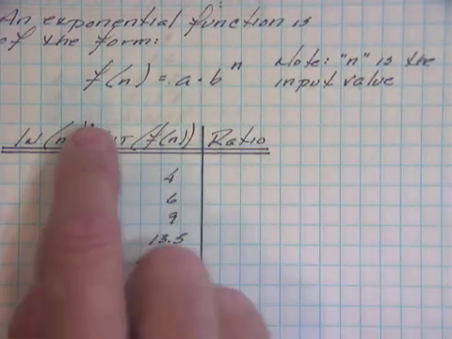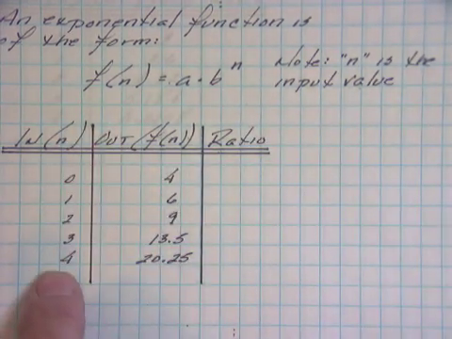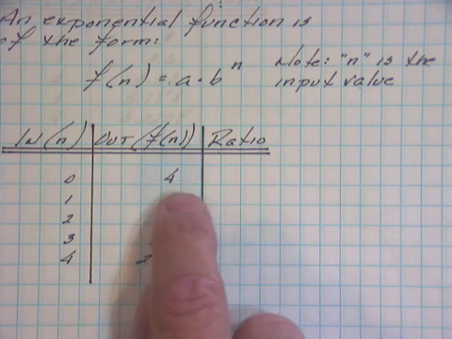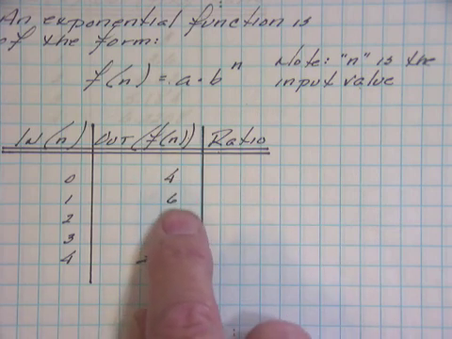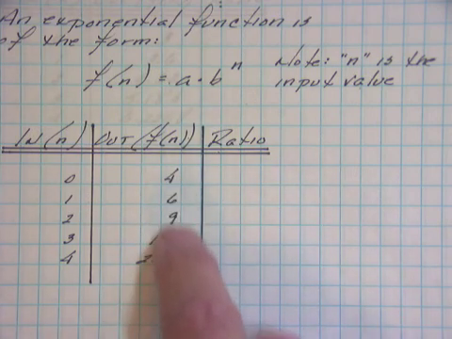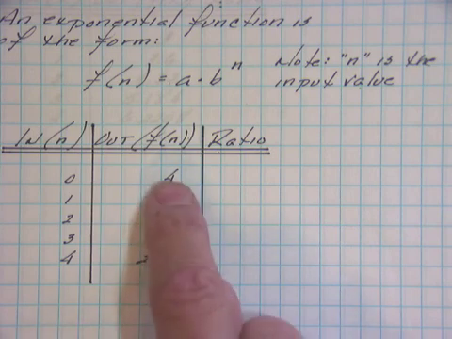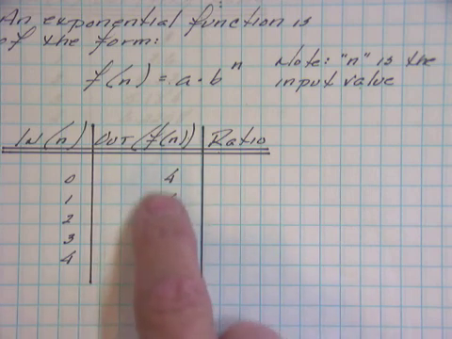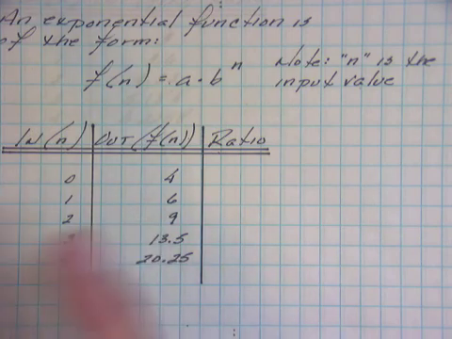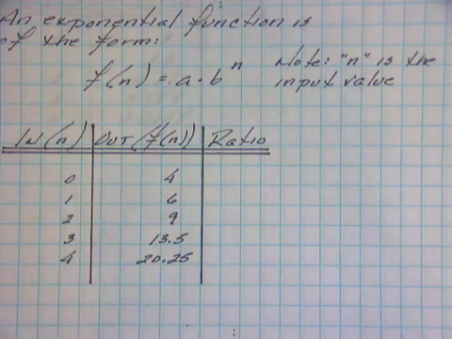So I've created a table. My in values are 0 through 4. And if you look at the out values, the f of n values, they go 4, 6, 9, 13.5, and 20.25. Well, there's nothing consistent being added. There's nothing consistent being divided or anything like that.